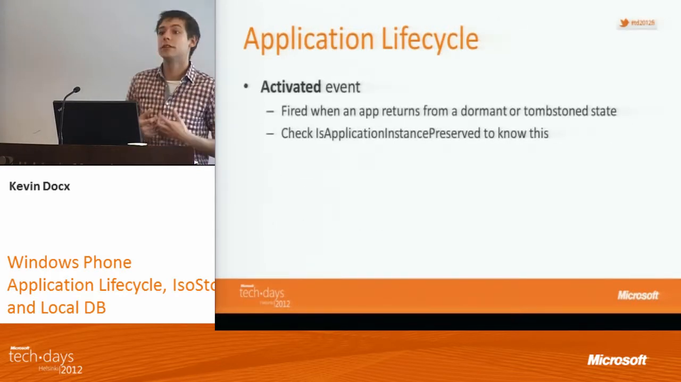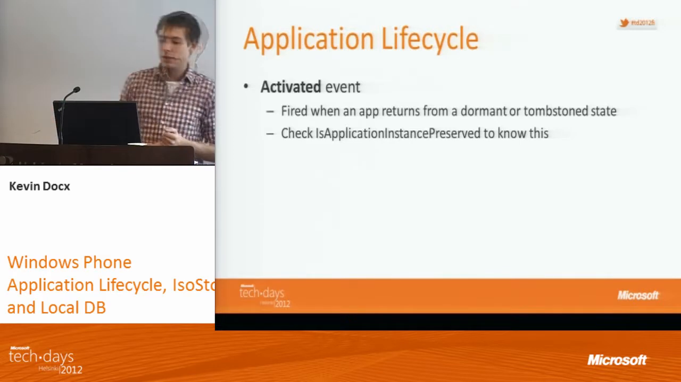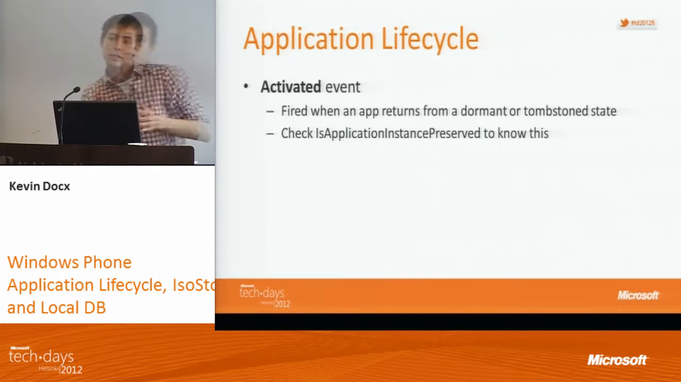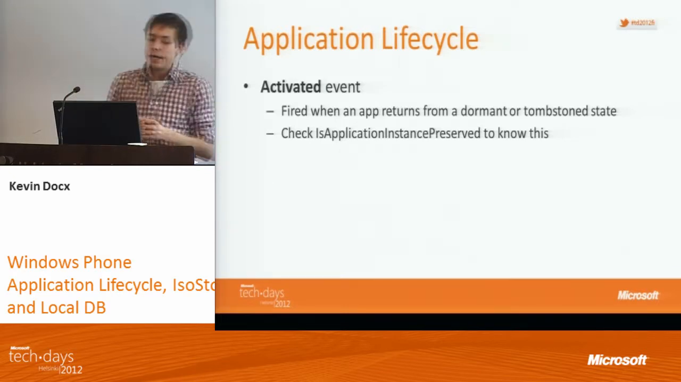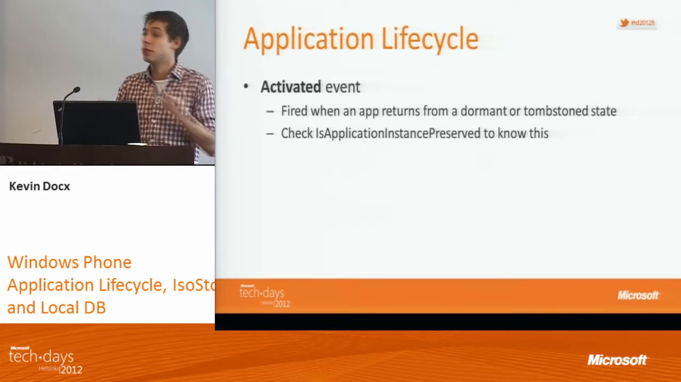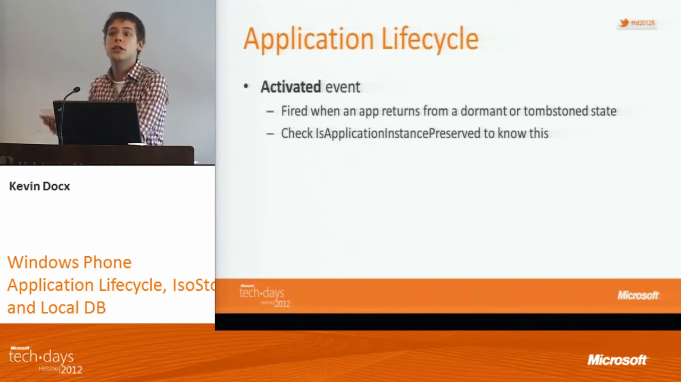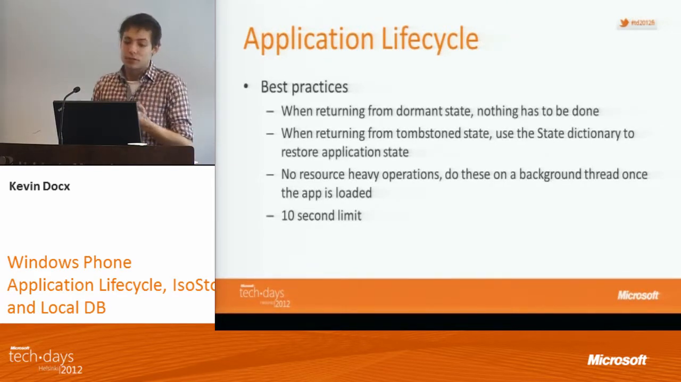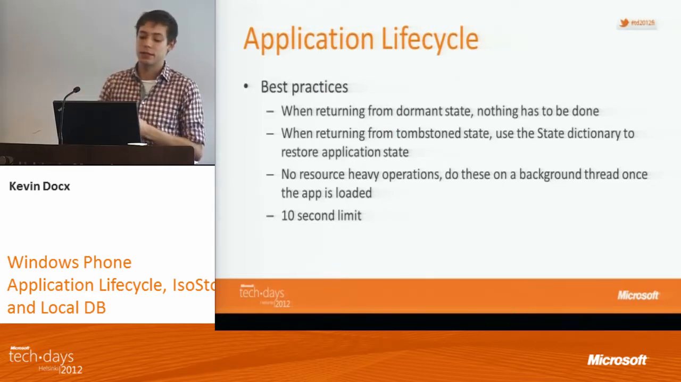And we've got the activated event. That's what happens when the user goes back to your application, which is dormant or tombstoned. What we should do in this is check if we're coming back from a dormant or tombstone state, which is what the IsApplicationInstancePreserved variable is for. And depending on what we're coming back from, we should do either nothing. When we come back from dormant state, everything is saved by default. Or we should get our data and state back from that state dictionary we just saved it in. Again, no resource-heavy operations. That stuff should be done on a background thread. And also the 10-second limit applies here.